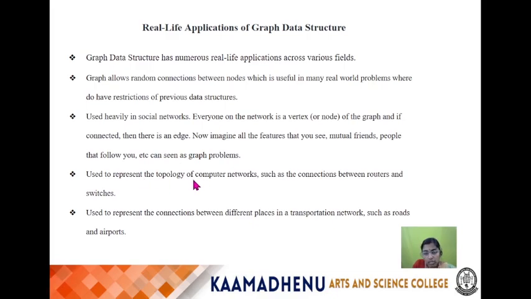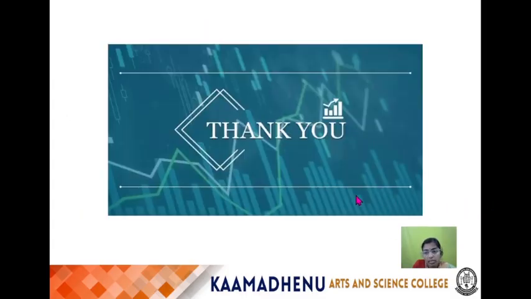Used to represent the topology of computer networks such as the connections between routers and switches. Used to represent the connections between different places in a transportation network such as roads and airports. So these are the simple representation of graph in the data structures.